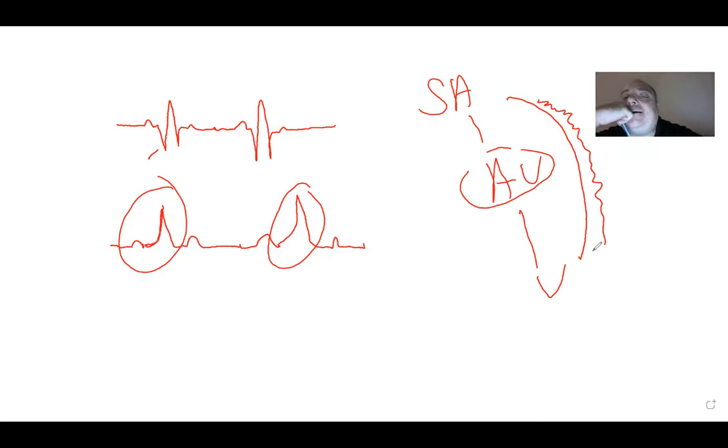So, why do we care about this? Because they're more prone to tachyarrhythmias, okay? And when electricity propagates down that bundle of Kent, it doesn't hit that speed bump, which is the AV junction, and it doesn't slow everything down, which can become an issue.